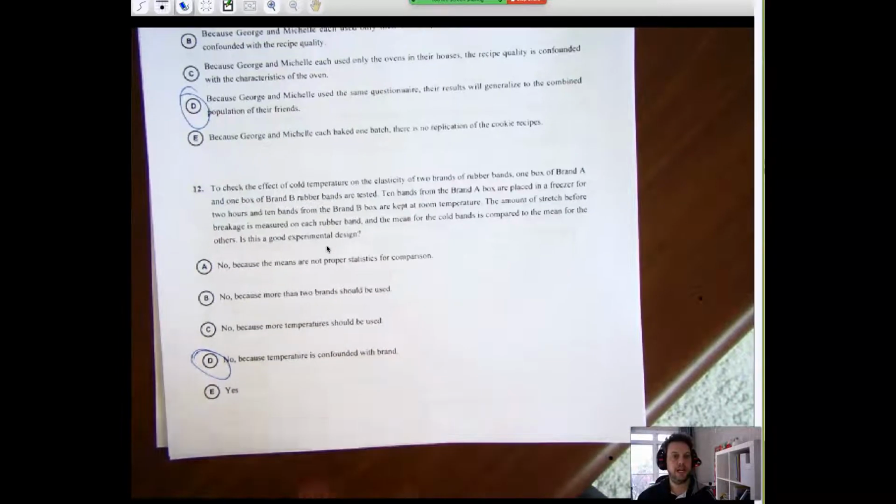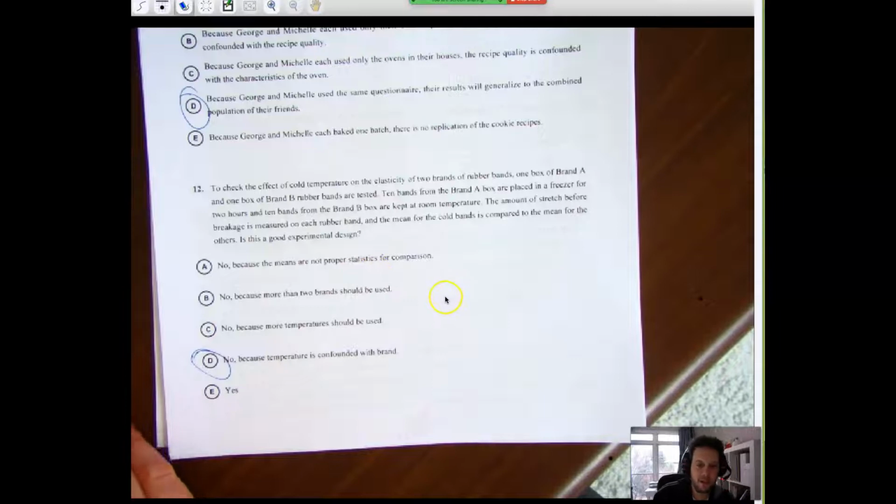12, we got rubber bands. Box A, box B. We want to test the elasticity, so we're worried about elasticity. For some fun reason, we're going to put 10 bands of brand A in a freezer, and the 10 bands from box B are kept at room temperature.